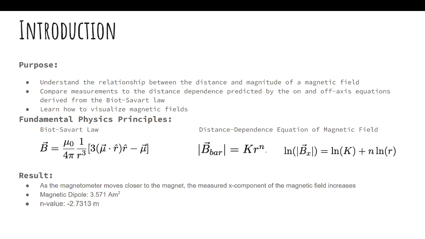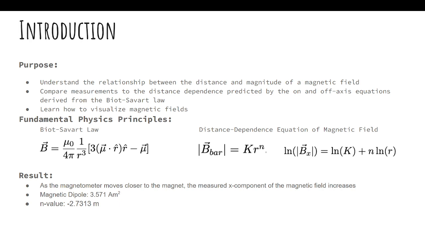So, for the introduction, the purpose of this lab is to understand the relationship between the distance and magnitude of a magnetic field, and then we're trying to compare measurements to the distance dependence predicted by the on-axis and off-axis equations derived from the Biot-Savart law, and we're trying to learn how to visualize magnetic fields, the fundamental physics principles of the Biot-Savart law, and the distance dependence equation of a magnetic field.